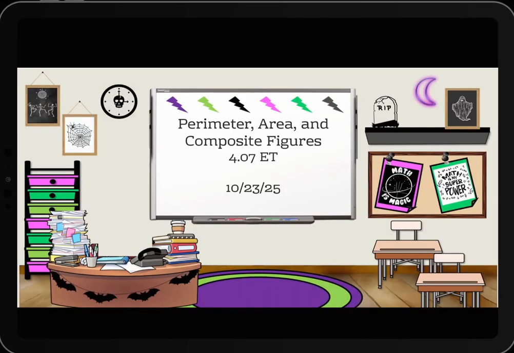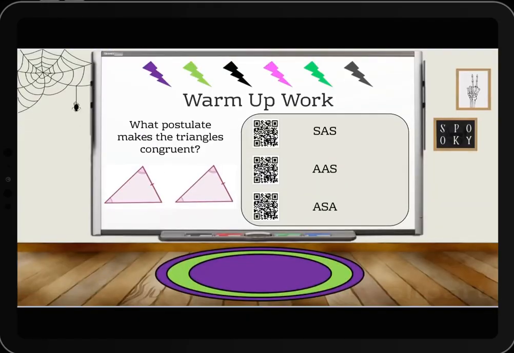All right. 4.07, perimeter, area, and composite figures. Pause the video and see if you can identify which postulate and or theorem makes the triangles congruent. Take a moment and answer this warm-up.